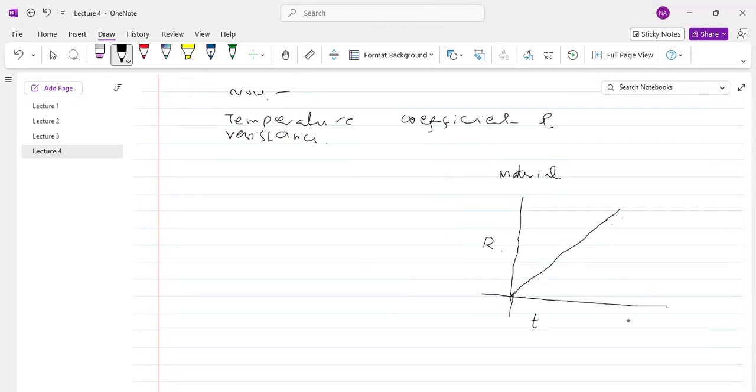This means that an equal increase in temperature equally increases the resistance. This means a linear relationship, or linear increase of resistance with temperature. Okay, I think you have understood this.